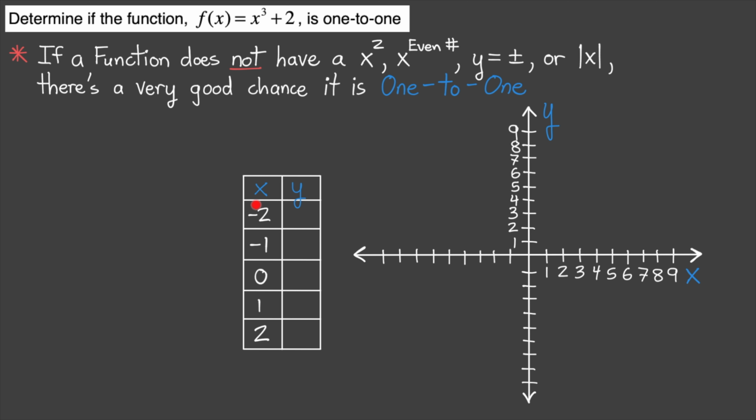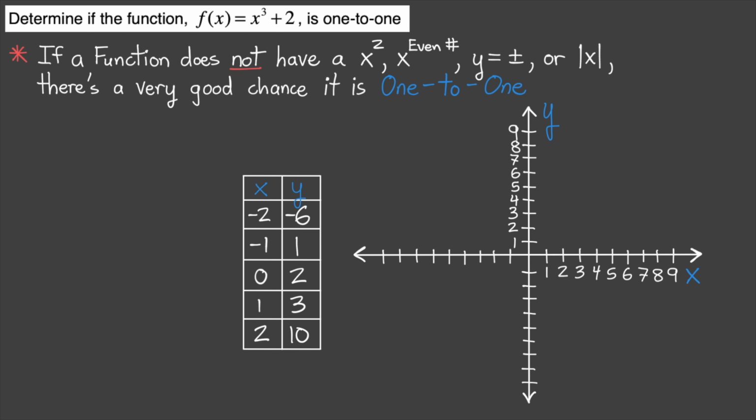All right, if we plug them in, -2 cubed is -8, plus 2 gives us -6. Plug in -1. -1 cubed is -1, plus 2, which is +1. Plug in 0. 0 cubed is 0, plus 2 is 2. Plug in 1. 1 cubed is 1, plus 2 gives us 3. And plug in 2. 2 cubed is 8, plus 2 gives us 10.